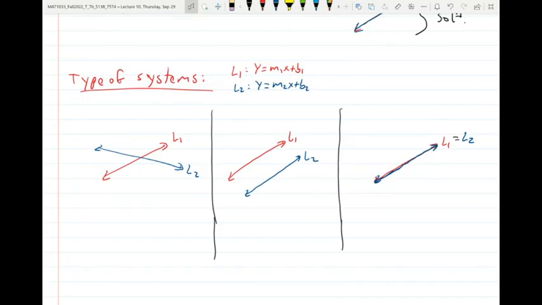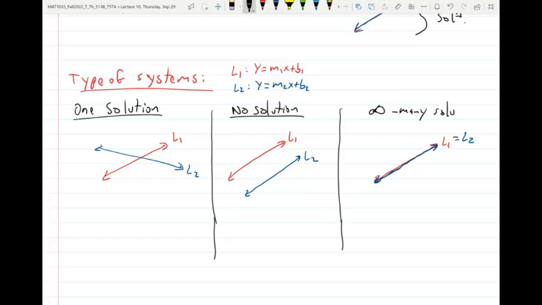Okay? They cross at a point. So in other words, now we know that this means there is one solution. What's the second case? This second picture, what does that represent? The no solution situation. And the last picture, what does it represent? Infinitely many solutions. Okay? And that's the situation. Now, how can we tell this? We can tell these cases by looking at the slopes.